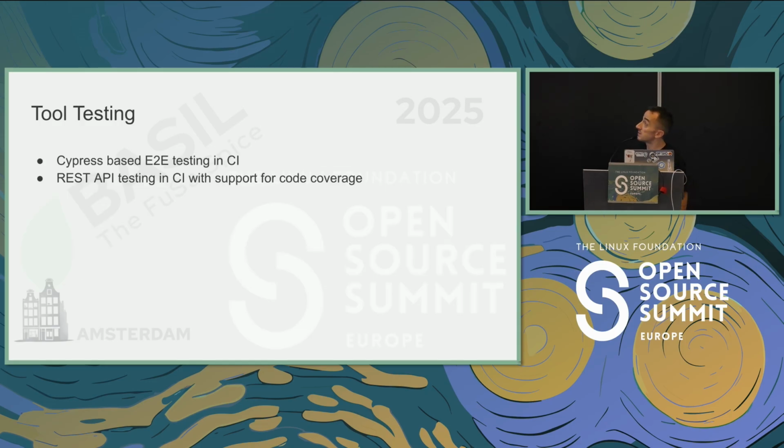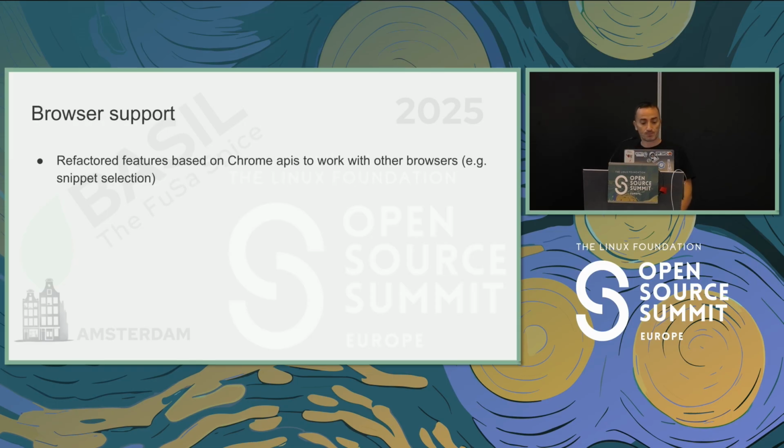So in the last few months, we re-enabled in CI the end-to-end testing based on Cypress, and also we extended the API testing that's now also running in CI with the support of code coverage. So the idea is to clarify the gap to everyone that wants to contribute and has, let's say, this goal of trying to test all the code that we have in our repository.